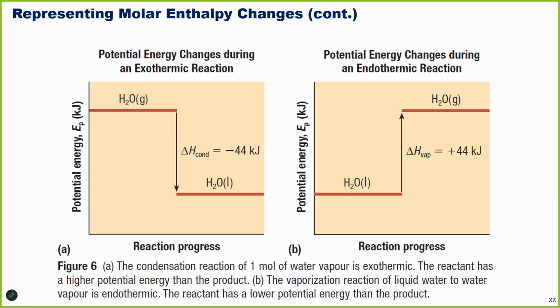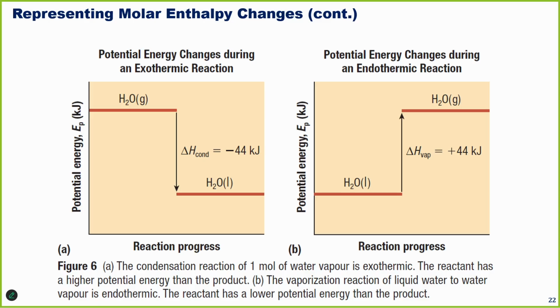Well, we can also represent the enthalpy change of a reaction using a potential energy diagram. In a chemical reaction, both reactants and products have potential energy. In the potential energy diagram, we express the potential energy, which is the y-axis, as a function of the reaction progress, which is the x-axis. For an exothermic reaction, the reactants have more potential energy than the products. Therefore, we will draw the line for the potential energy of the reactants higher than the line drawn for the products, which is illustrated here in figure 6a.